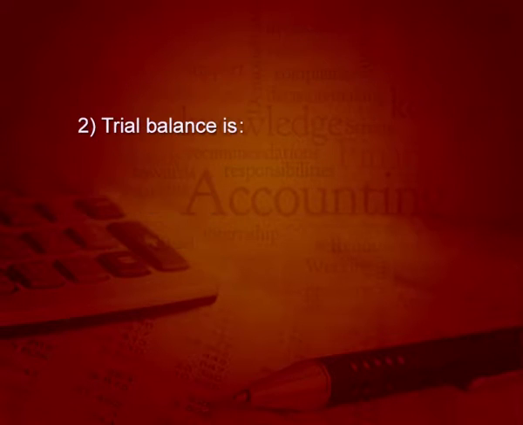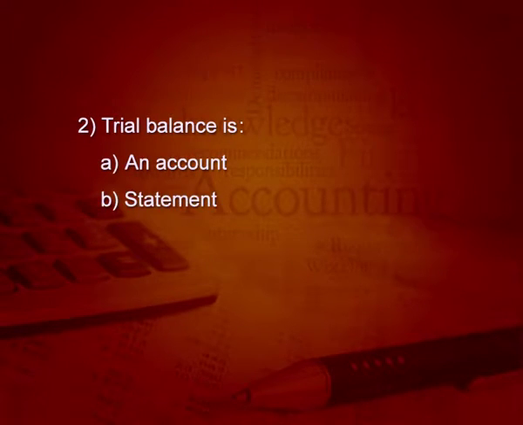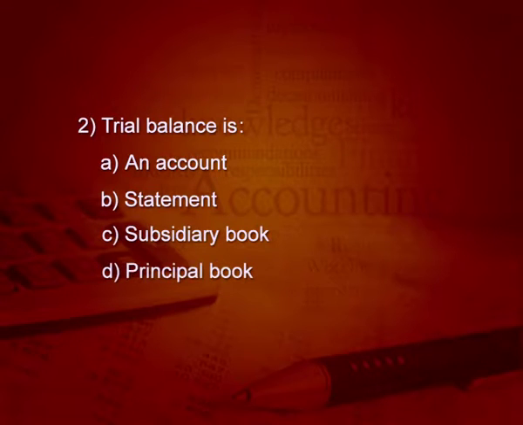Second question, trial balance is: first option, an account, second option, a statement, third option, subsidiary book, and the last option, a principal book. No, it is not an account, it is a statement. The right answer is B part, that is statement.